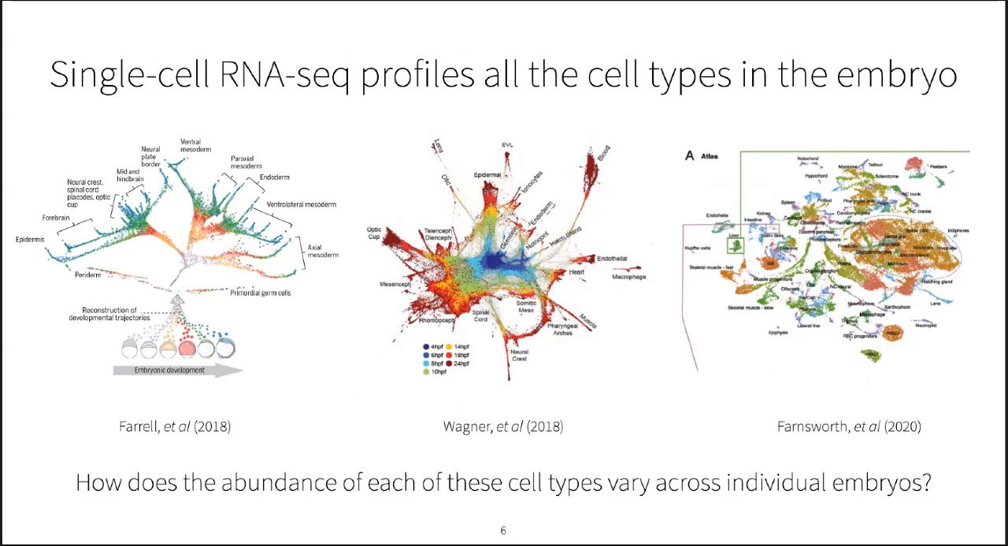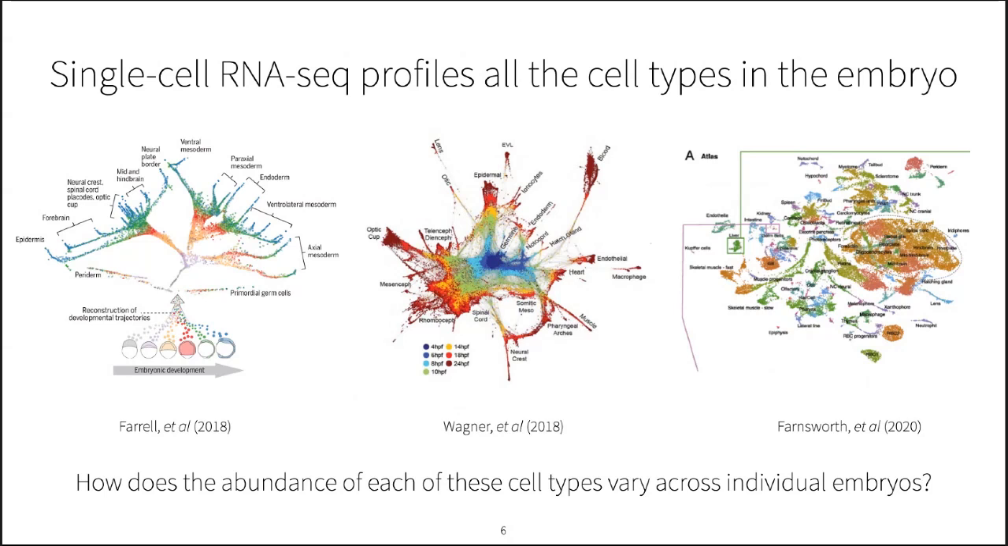And we are interested in knowing how each cell type varies in abundance across embryos and whether or not perturbations alter that variability. But in order to answer that question, we need to be able to look at many, many, many embryos, many replicates, if you will, of the developmental program. And doing that with single-cell RNA-seq is technically and economically challenging.